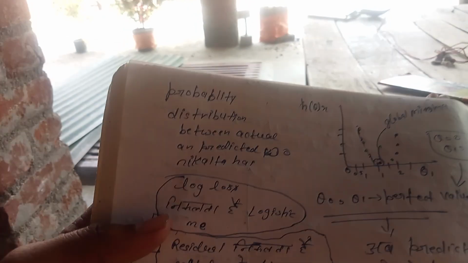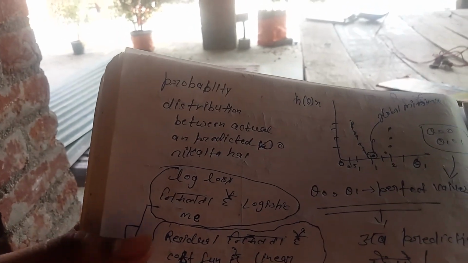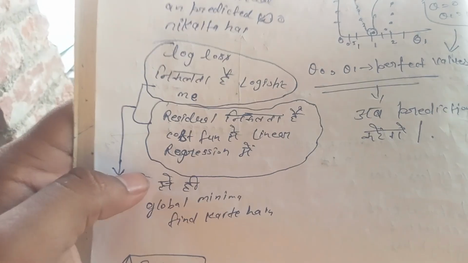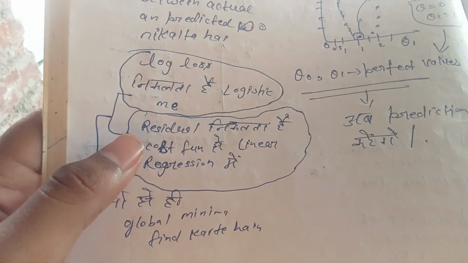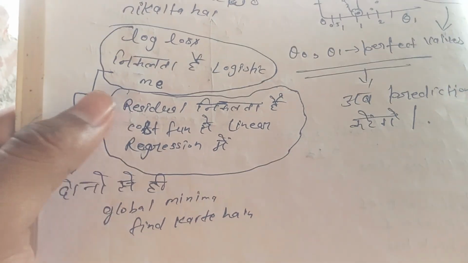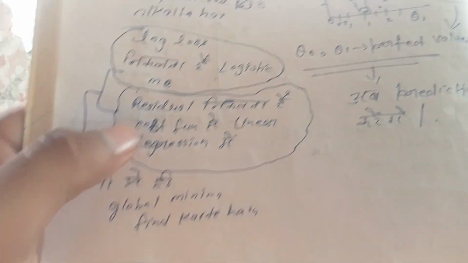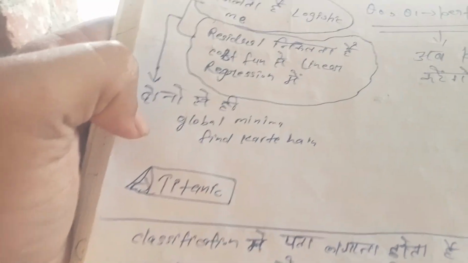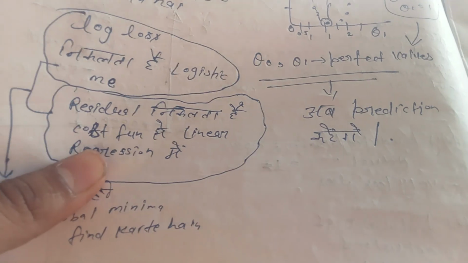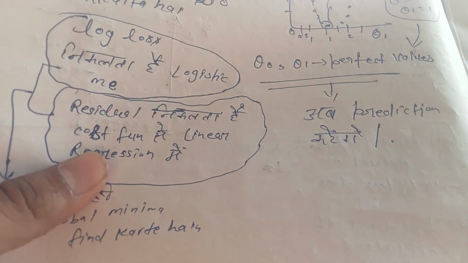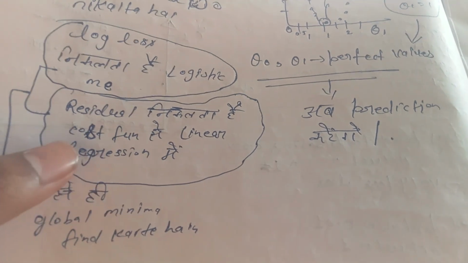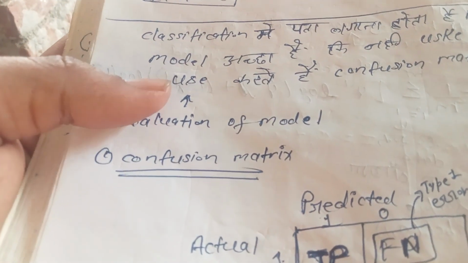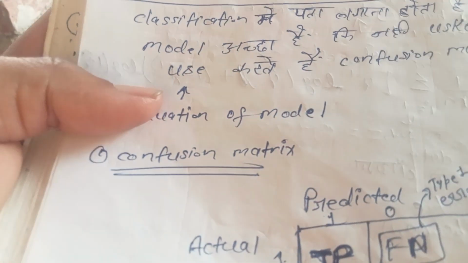और प्रोबेबिलिटी डिस्ट्रीब्यूशन बिटवीन एक्चुअल और प्रेडिक्टेड W नॉट निकलता है, और दोनों में हमारा गोल रहता है कि लॉग लॉस निकालना है लॉजिस्टिक में, और रेसिडुअल निकालना है कॉस्ट फंक्शन से लीनियर रिग्रेशन में, और दोनों से ही ग्लोबल मिनिमम फाइंड करते हैं. और हमें परफेक्ट वैल्यू चाहिए होती है, थीटा 0 और थीटा 1 की, जिससे हम प्रेडिक्शन कर सकें. और क्लासिफिकेशन में पता लगाना होता है कि अपना मॉडल अच्छा है कि नहीं है.